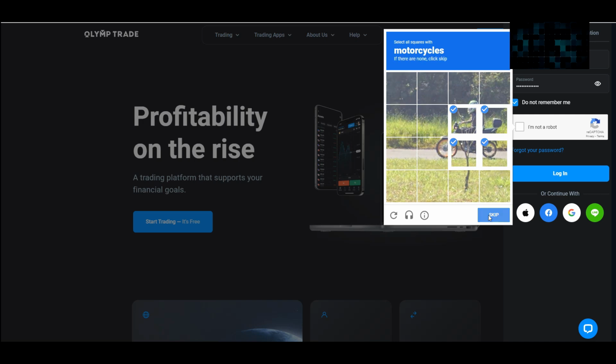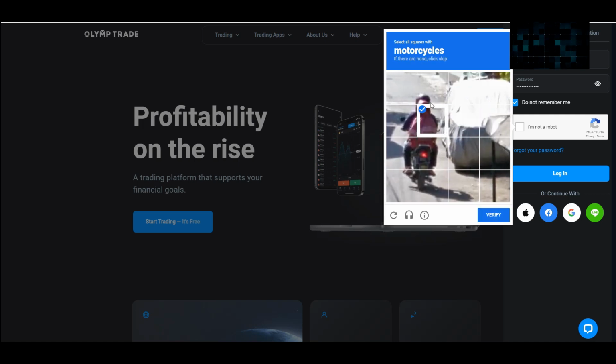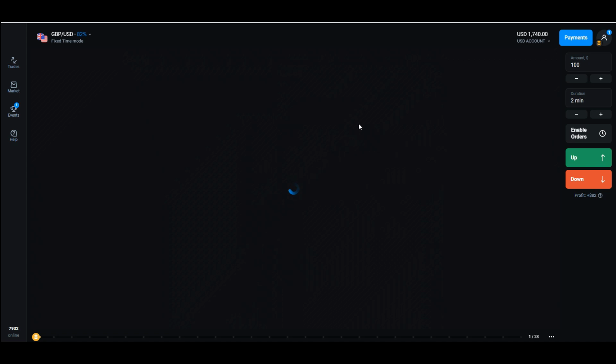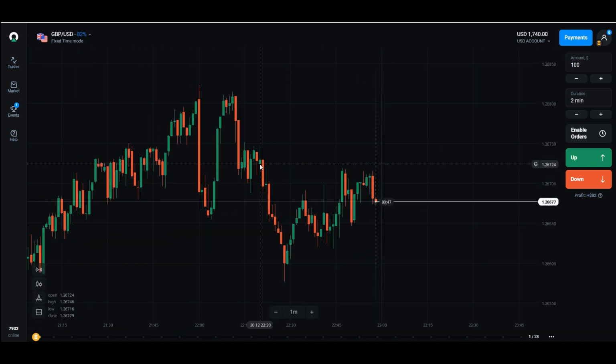Make sure to fill in the data correctly and completely so that the registration process can run smoothly. After successfully registering, we can immediately log in and enjoy the services provided by this extraordinary trading platform. Don't forget to keep your personal data and passwords confidential to avoid unwanted things.